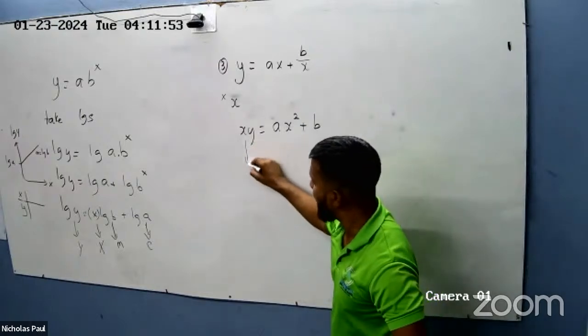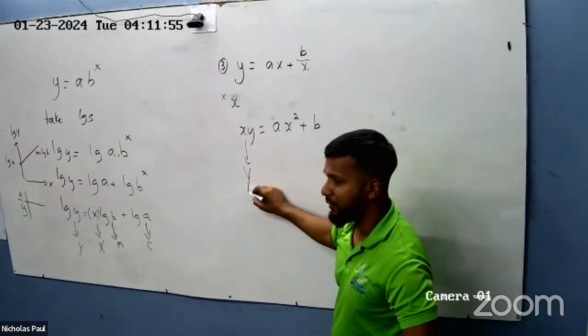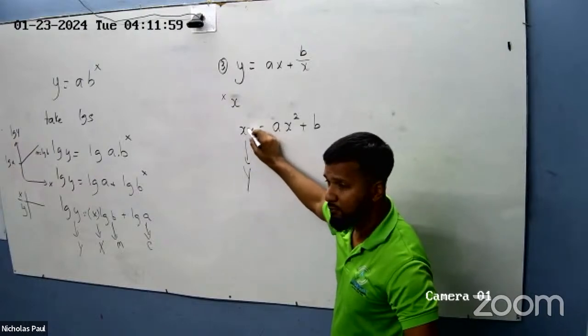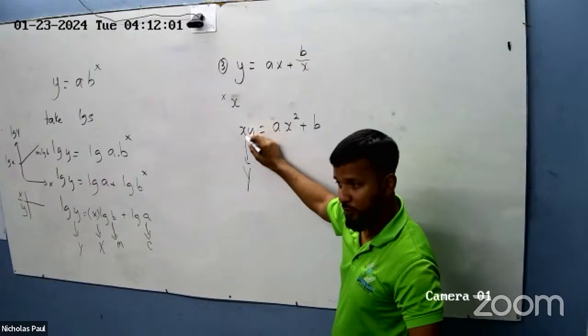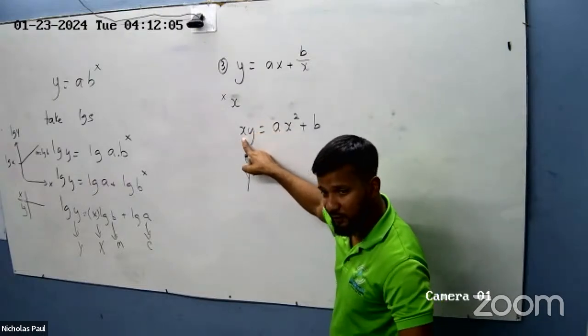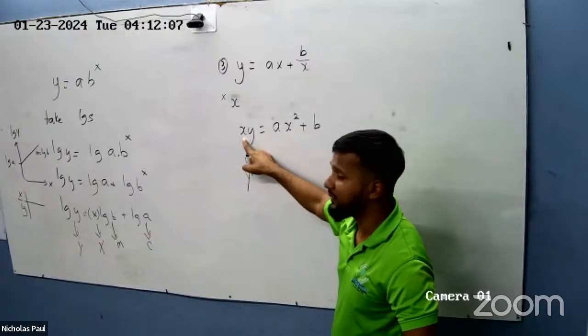If I were to plot this as my y, does it satisfy the rule? Any a and b here? So it satisfies the rule. It could have an x, but it can't have a and b.